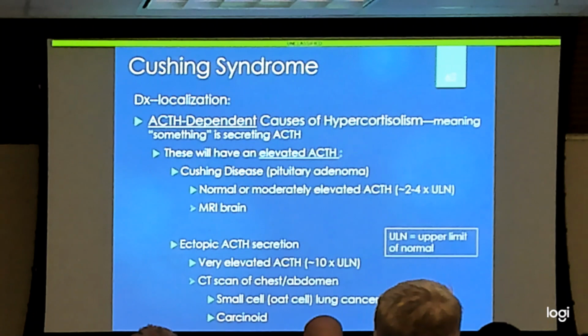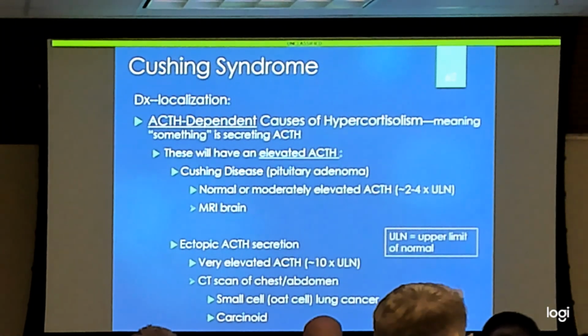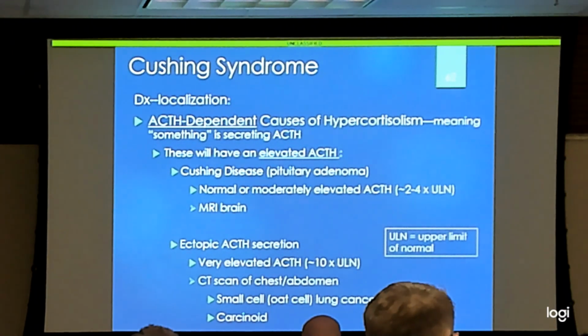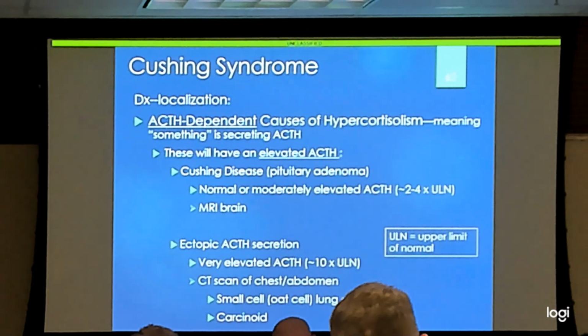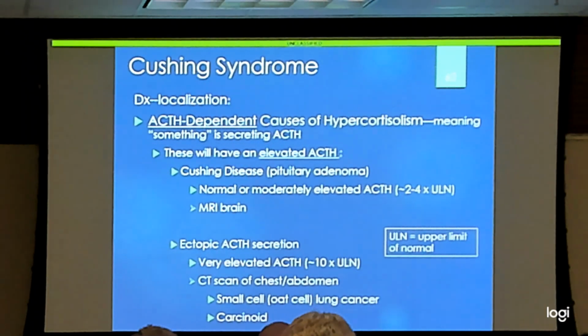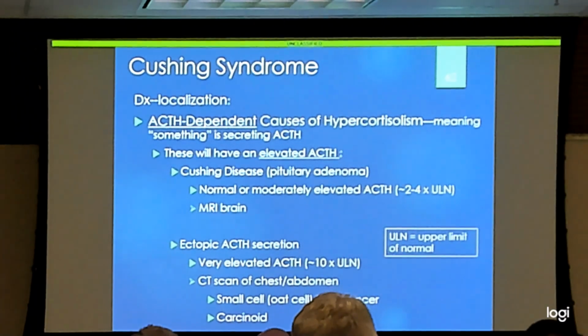This patient had an MRI of everything. So we're going to go over this again, but these are two causes of ACTH-dependent Cushing, meaning I have high cortisol, we confirm hypercortisolism, and I have a high ACTH. A little bit high, Cushing disease. Crazy amount high, small cell lung cancer. Don't even remember carcinoid, just small cell lung cancer. Yeah, good job.